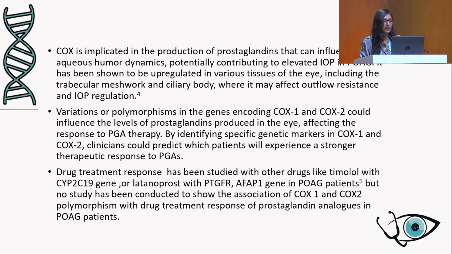COX is implicated in the production of prostaglandin that influence aqueous humor dynamics, potentially contributing to elevated IOP in POAG. It has been shown to be upregulated in various tissues of the eye, including the trabecular meshwork and ciliary body, where it may affect outflow resistance and IOP regulation. Variation or polymorphism in genes encoding COX-1 and COX-2 could influence the level of prostaglandin produced, affecting the response to PGA therapy. By identifying the specific genetic markers in COX-1 and COX-2, clinicians could predict which patient will experience a stronger therapeutic response to PGA.